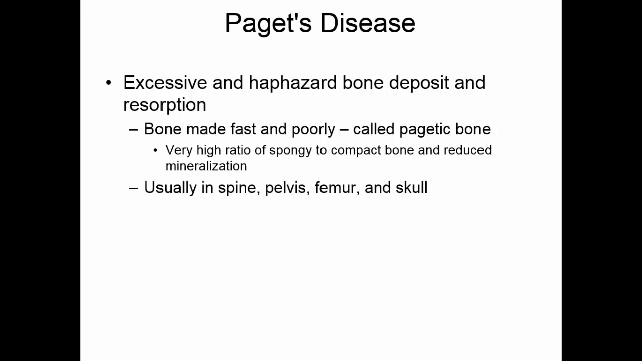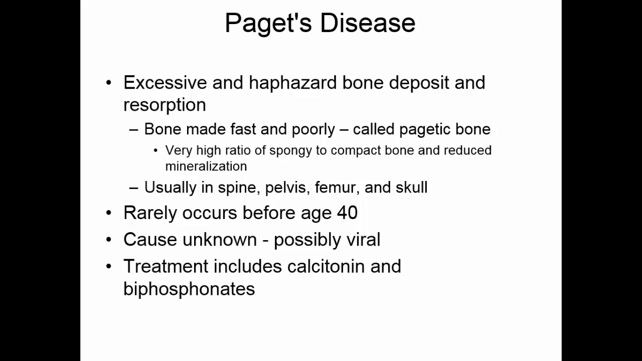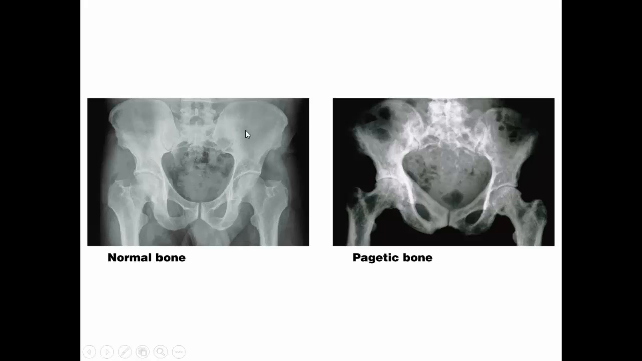We rarely see Paget's disease before the age of 40. The cause is unknown. It may be genetic. It's possibly viral. Treatment includes calcitonin to help deposit calcium in the bones and bisphosphonates, the same things that are used to treat osteoporosis. Here you see an x-ray of normal bone and Pagetic bone. Notice how you've got these odd thin places here. Notice how it's thicker in some places. Here the bone is fairly uniform, but this odd thin and thickness makes the bones very fragile and makes them break in odd places.